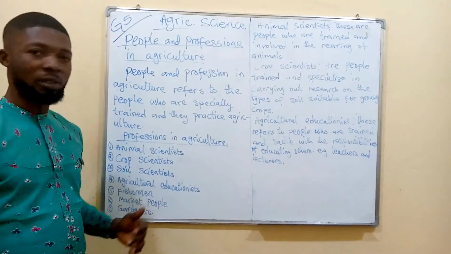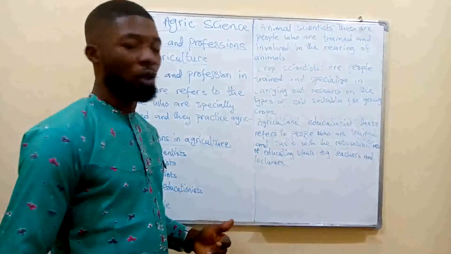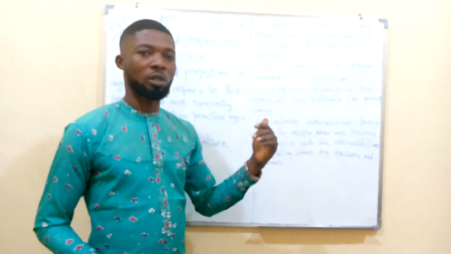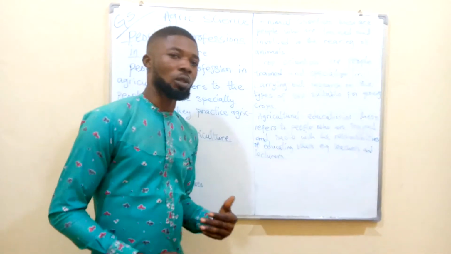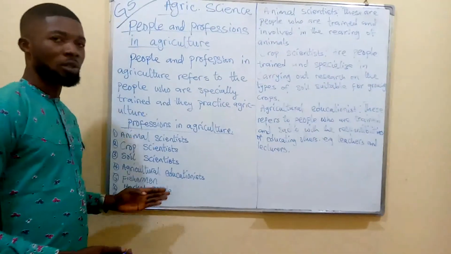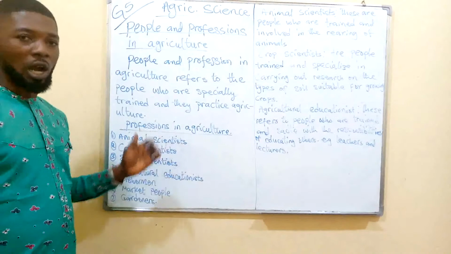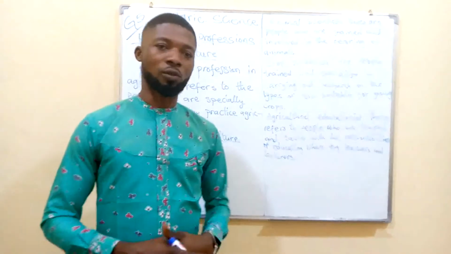Alright, so this is an explanation to what we have listed so far. As brief as the topic is, I believe we have been able to understand what people and professions in agriculture is all about, and we have also been able to identify our 7 professions in agriculture. So with this, we have come to the end of today's class.